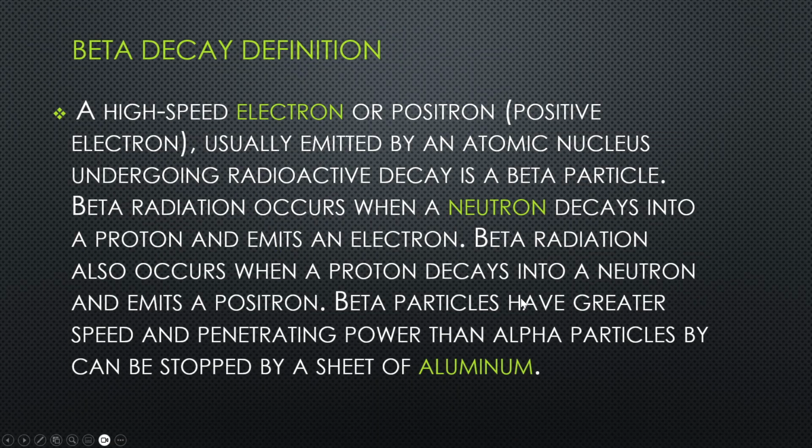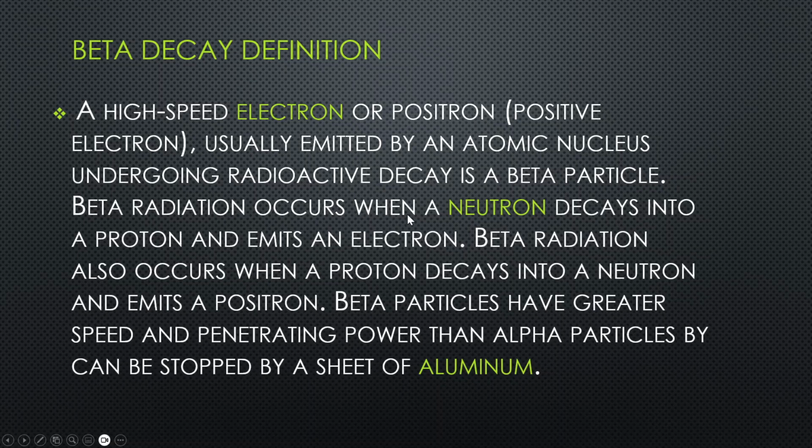All right, so let's talk about a beta decay definition. So what is it? Well, it is a high-speed electron, or sometimes we call it a positron, which is a positive electron. Why is it a positive electron? We don't know. We just know it exists. And then usually emitted by an atomic nucleus undergoing radioactive decay is a beta particle. So again, it's a decay, so we're breaking down the nucleus. We're breaking down the atom, making something new.